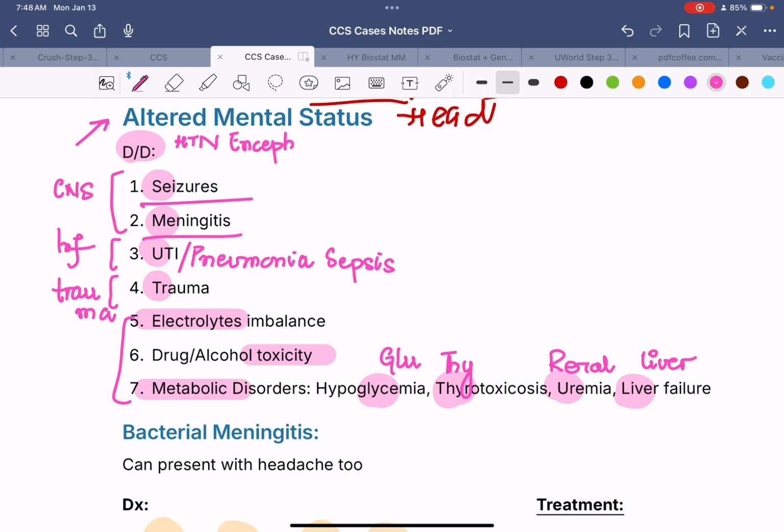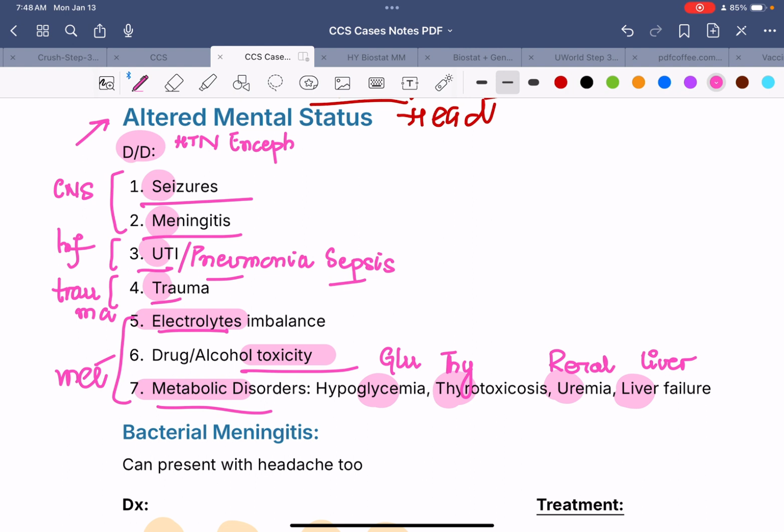Next up, we have infection. So the infection can be a UTI, a pneumonia, or a sepsis. Then the trauma, we just have a trauma and head injury. And then in the metabolic causes, we have like electrolyte abnormalities, drug or alcohol toxicity, and then metabolic disorders such as hypoglycemia, thyrotoxicosis, uremia, and liver failure.